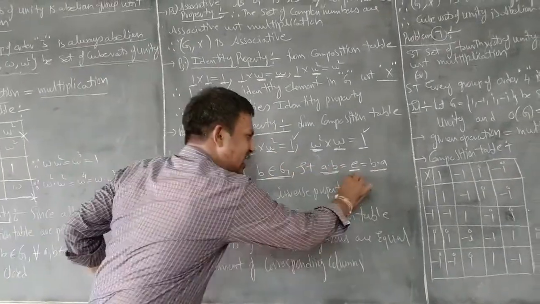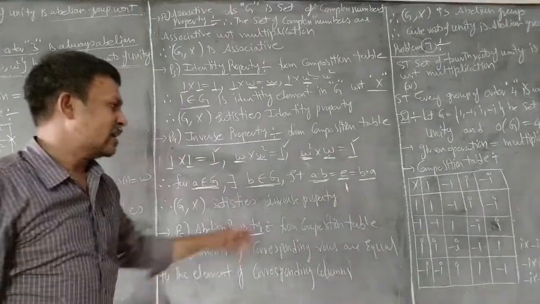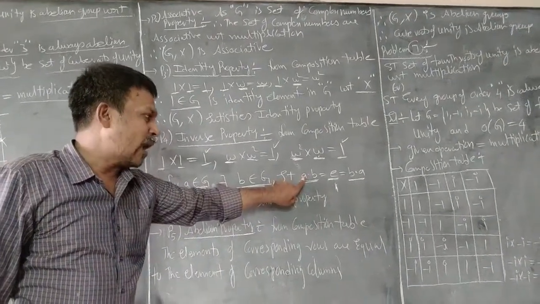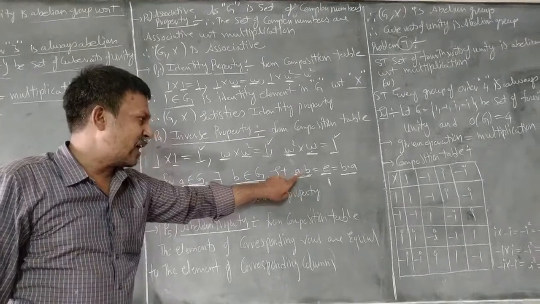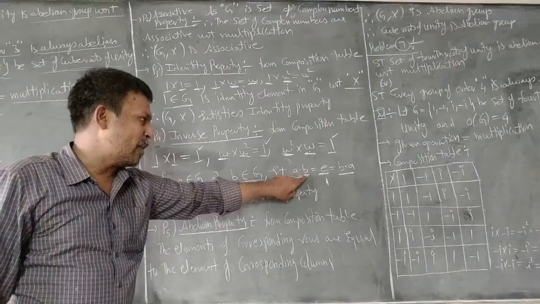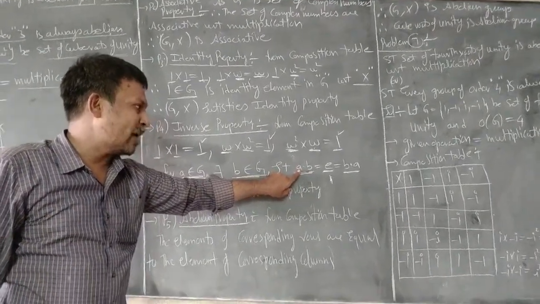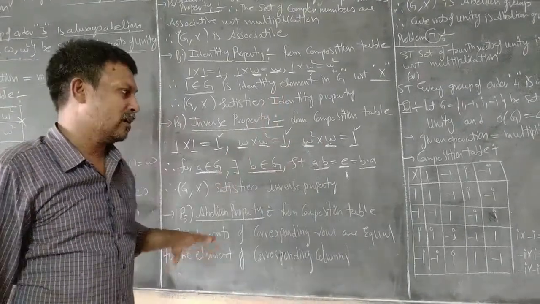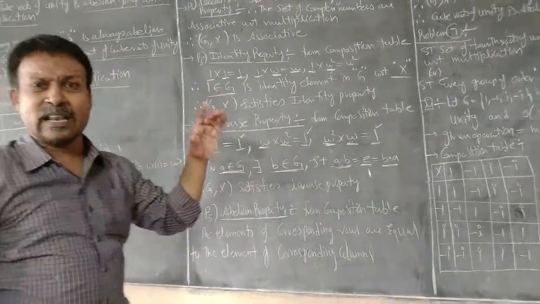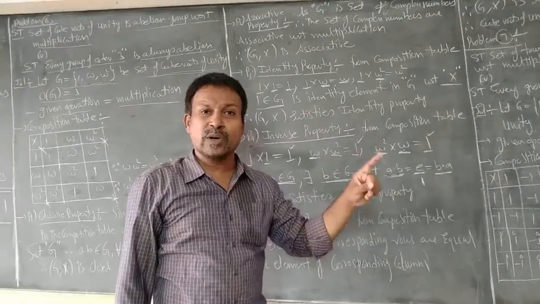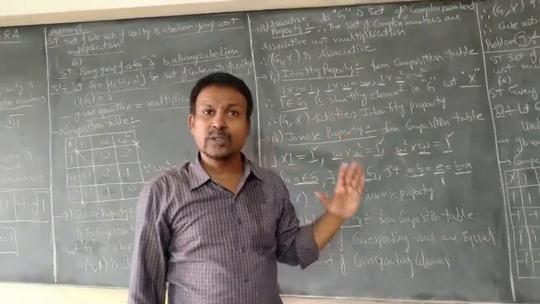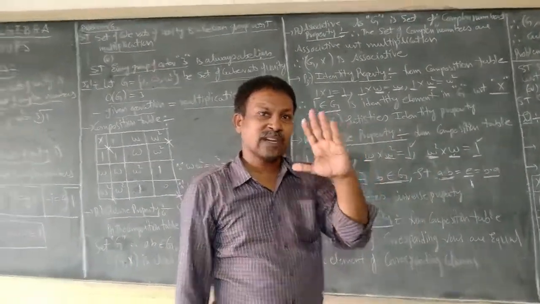Right. Here, instead of E, 1 is the identity element. Instead of A, if I take 1, its inverse is 1. Instead of A, if I take omega, its inverse is omega square. Instead of A, if I take omega square, its inverse is omega. Therefore, for every element there exists a multiplicative inverse in set G. Therefore, we conclude that G comma into satisfies the inverse property.